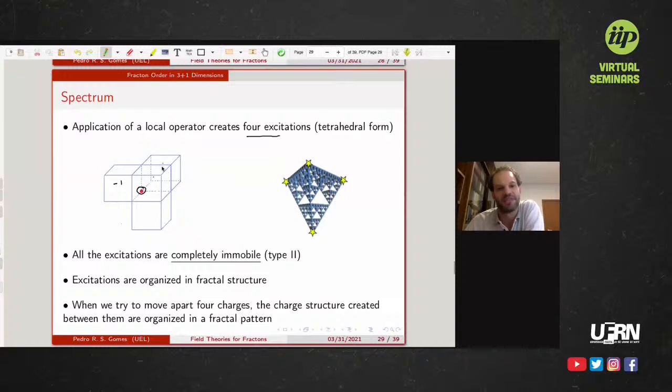Because of this form of excitations, all the excitations are completely immobile. We cannot use the same mechanism we used before to construct bound states which are mobile. So this is called a type 2 fracton. And if you try to move apart these excitations, you create a lot of charges inside, and these charges are organized in a fractal structure. So this is quite peculiar. We have a model where all the excitations are completely immobile.